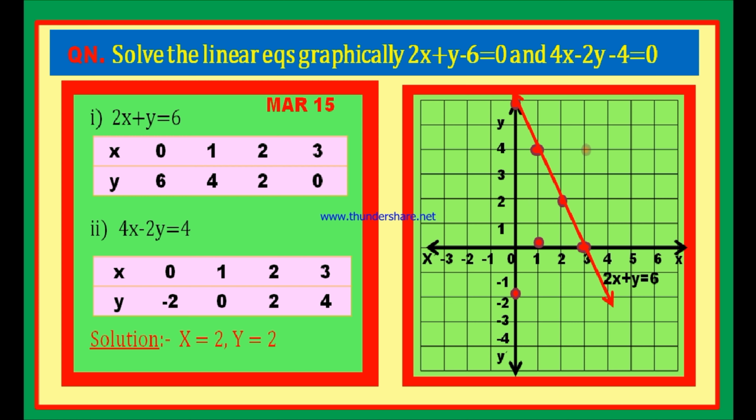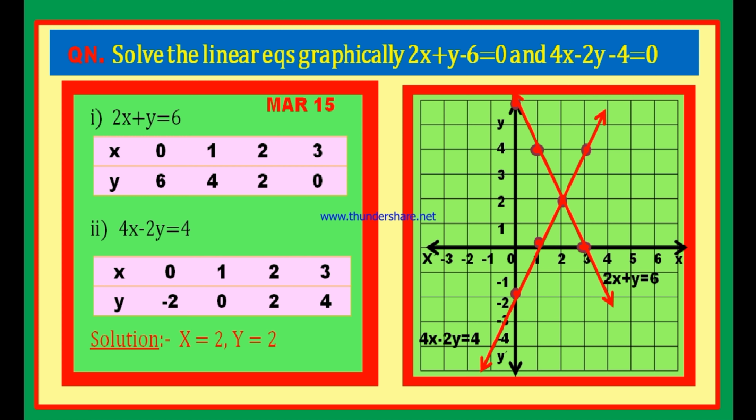Next, x is equal to 3 and y is equal to 4. This is the point. Now you join these 4 points and draw a straight line using scale and pencil. Yes, this is the straight line and let us name this straight line 4x minus 2y is equal to 4.